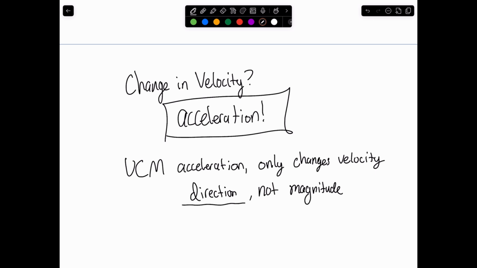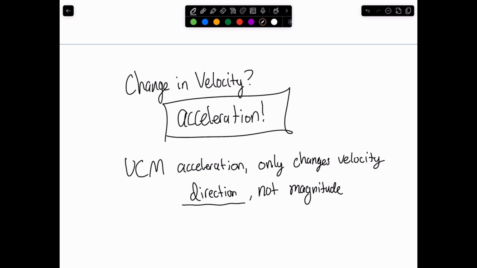Really drill that home. So this acceleration is not actually making the object going along this circular path faster, even though the word acceleration might make you think it is. In fact, this acceleration is only affecting the direction of the velocity. It's changing what direction this object is moving over time. And that should intuitively make a little bit of sense.